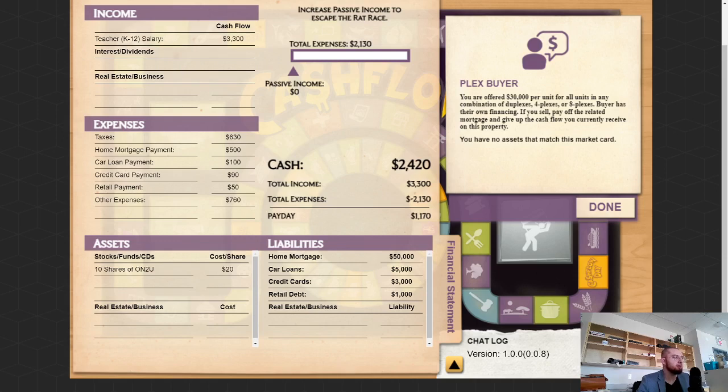What I'm trying to do is take my passive income every month, which comes from my real estate, which brings me money every single month and adds to my payday. I want to match my total expenses per month with my passive income. And that is how you escape the rat race. That's what Robert Kiyosaki is trying to teach here.